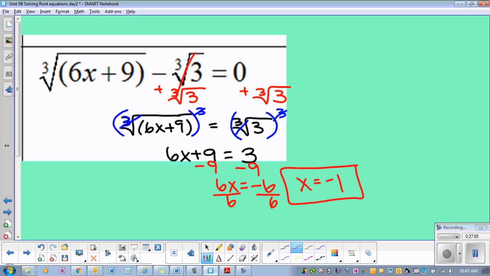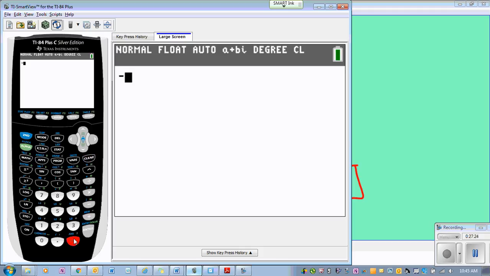So I got x equals negative 1. Can you check that? Negative 1, store it for x. And remember, a cube root is under math. Math 4, right? Remember to use cube root. Is it minus 9?